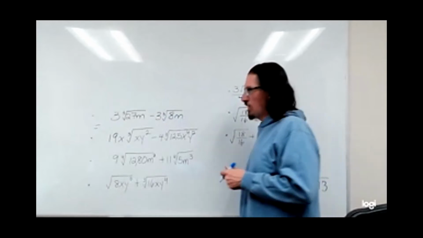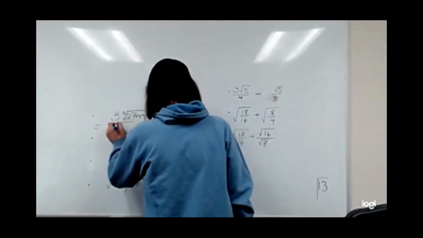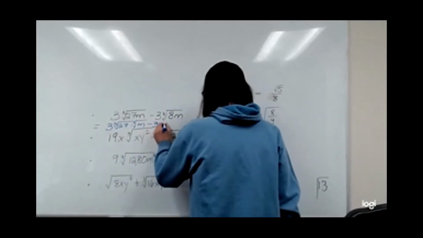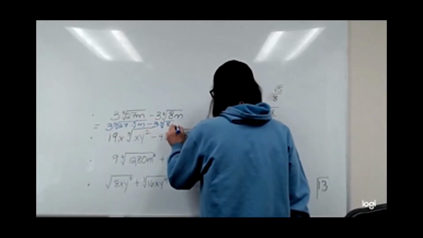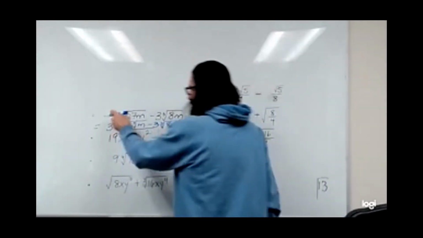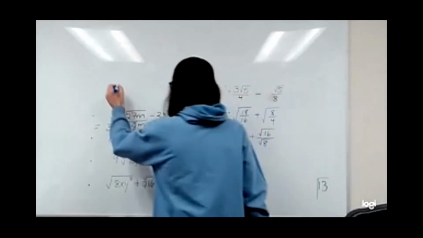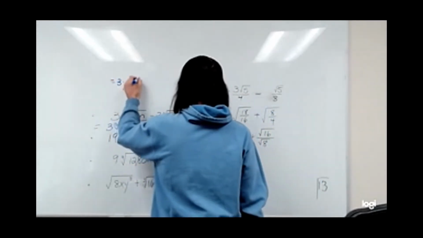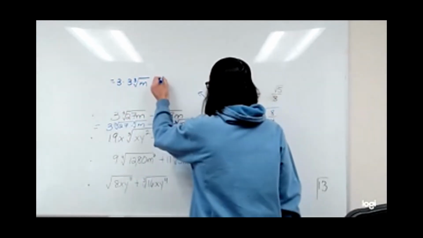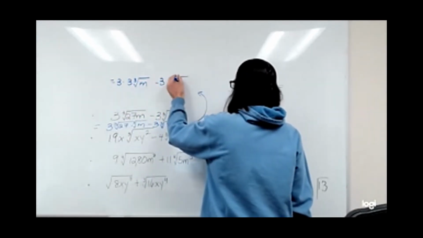27 and 8 are both perfect cubes. So I'm splitting those off under separate cube roots from the m's, still under cube roots. Cube root of 27 is 3. We already had a 3 multiplied to that radical. And cube root of 8 is 2. That was already multiplied by a 3.